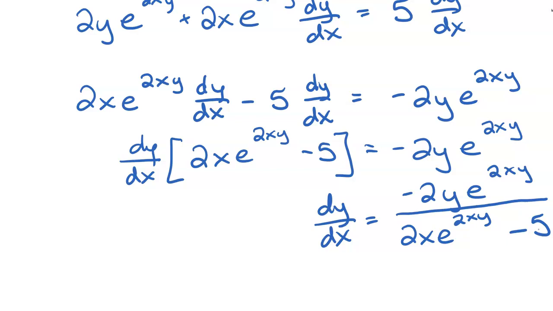The simplification part, after you get to this step, can be interesting. For example, I almost want to cancel out those 2's there and there, but since the 5 doesn't have it, I can't. Oops. So you've got to be careful. Let's do another one.